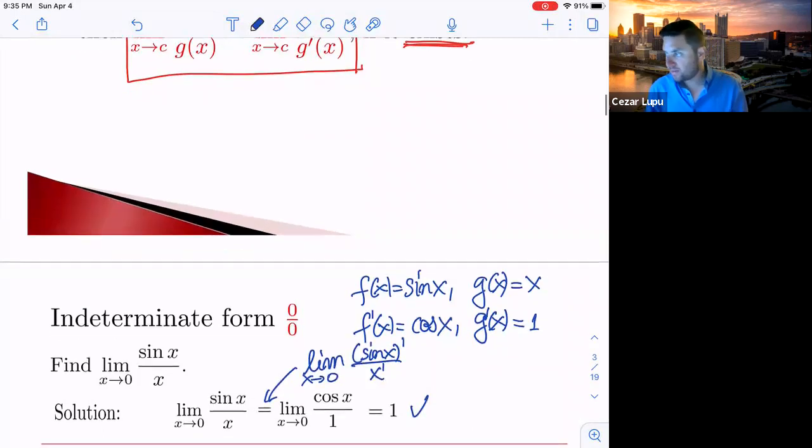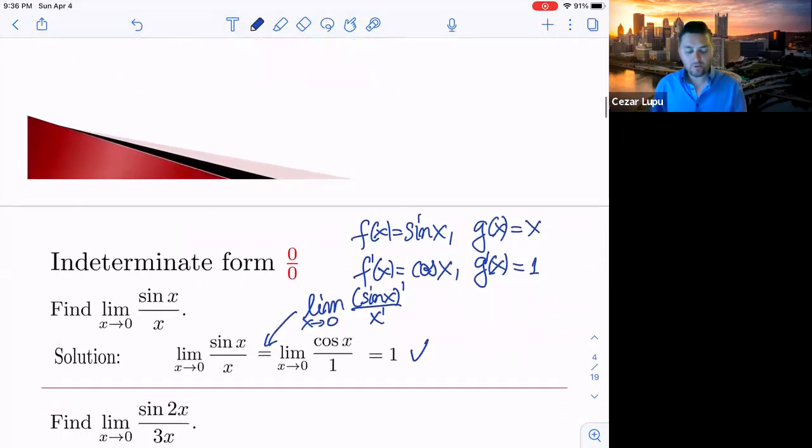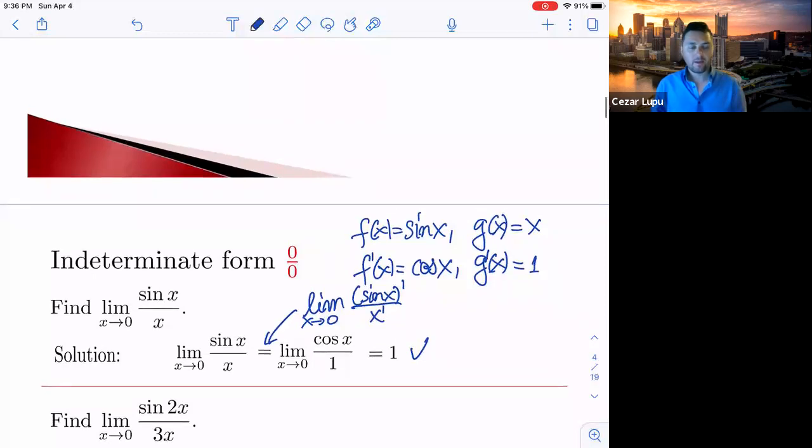Again, what if we have something like this? What if we would like to find the limit as x approaches 0 of sine of 2x over 3x? Again, we can use the first one, but we can also use L'Hopital rule. And since we discussed L'Hopital rule, why not use this.